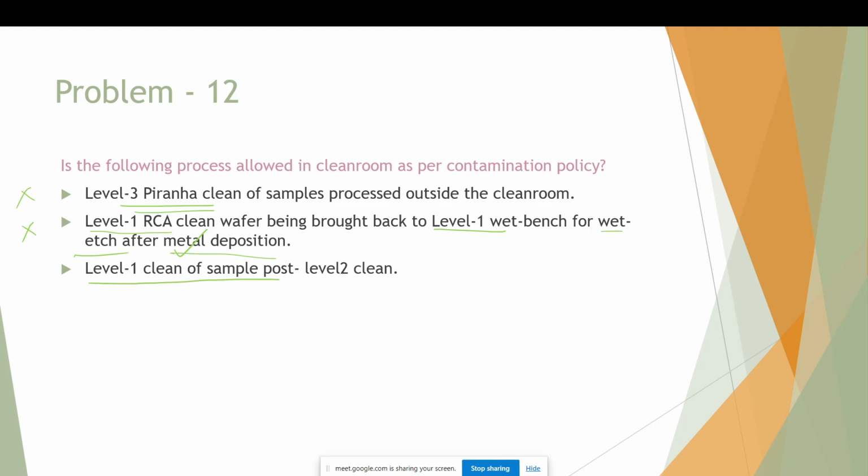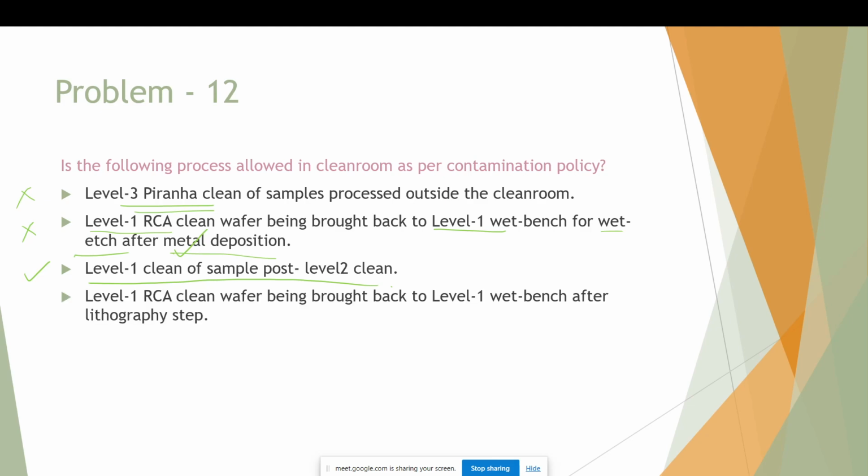So can you do this? Level 1 clean of sample post level 2 clean. So say I have a level 2 sample. I want to bring it back to level 1 for some other process which requires very clean, level 1 samples. Yes, you're right. At least in the clean room that we use, we can do it. This contamination protocol is very clean room specific, so it might not be the case in some other fabs. I don't know.